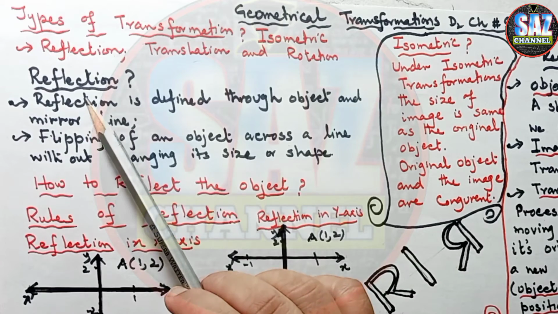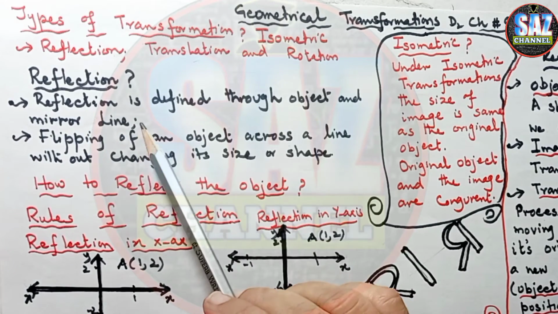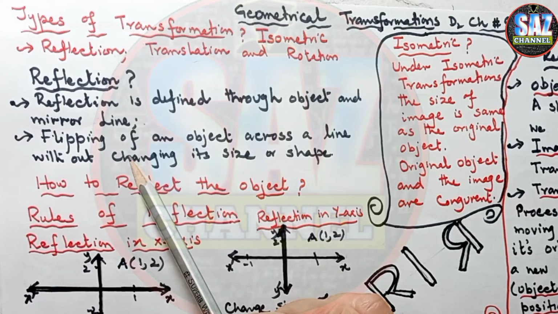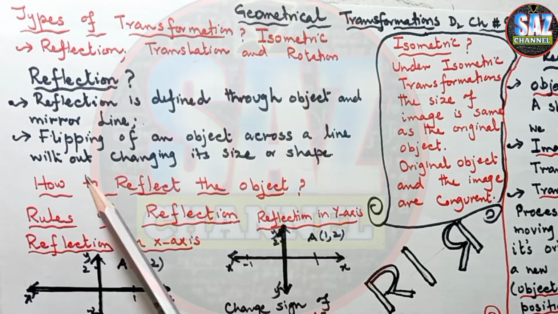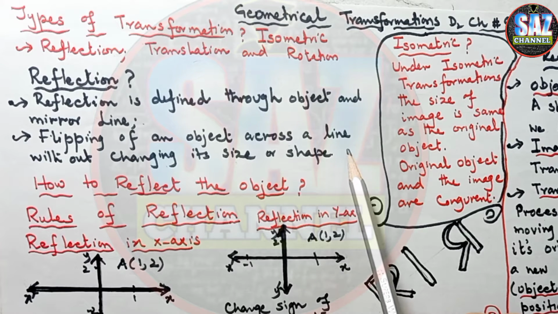What is reflection? Reflection is defined through the object and the mirror line. Flipping of an object across the line without changing its size or shape is reflection.